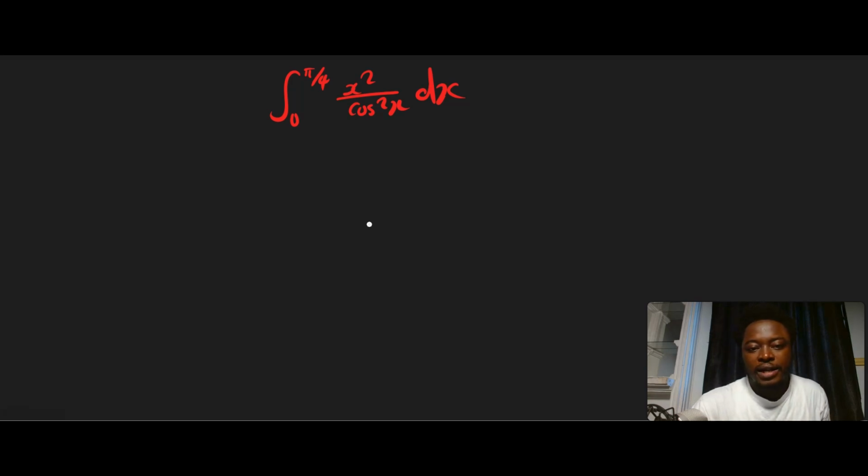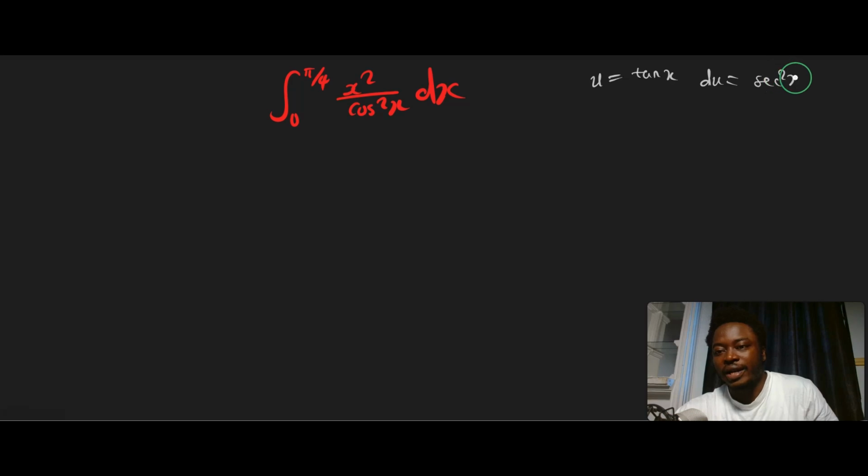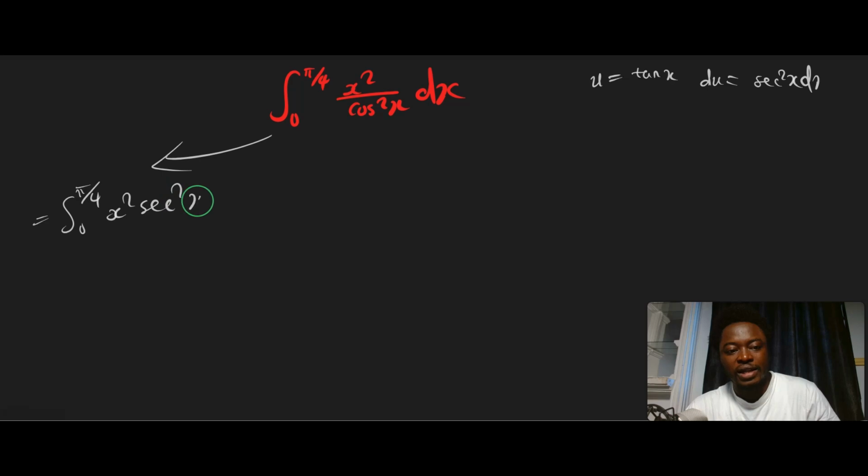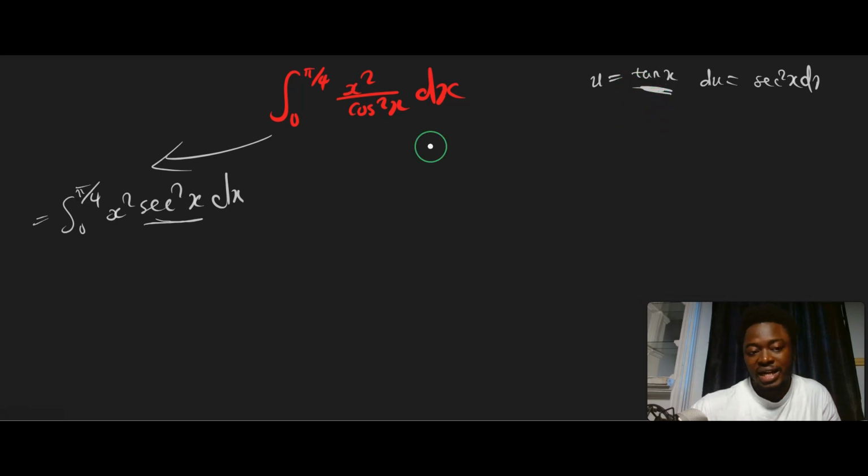Now to begin with, of course, this is built for integration by parts, because if you think about, say, u equals tan x, then you get that du would be secant squared x dx, and when you transform this integral a bit, you get this is equal to integral from 0 to pi over 4 of x squared secant squared x dx. So you see that maybe this secant squared x could be related to tan x, and of course it can. So we could write this as, let's say, x squared times tan x from 0 to pi over 4.